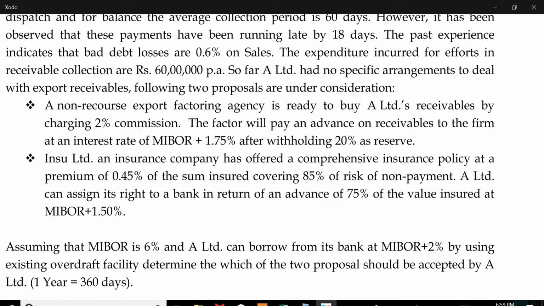Any doubts in this? When it comes to the insurance agency, he helps you in saving bad debt. He helps you in saving interest cost because he is giving a loan at MIBOR plus 1.5, but he will not save administration charges and all. He will only save these two, and against this you have to pay 0.45% of the sum insured. Clear? Any doubts in this?